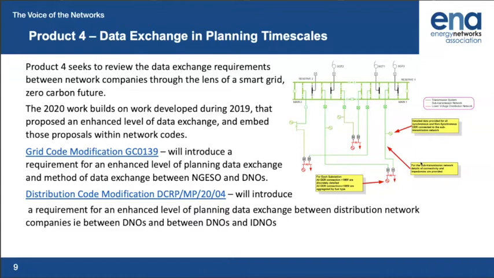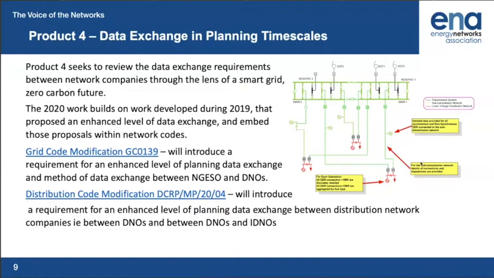When you get these slides, you'll find that those are links that will take you to the website that will give you far more detail on those modification proposals that I intend to go through at this point. Are there any questions here at this point?